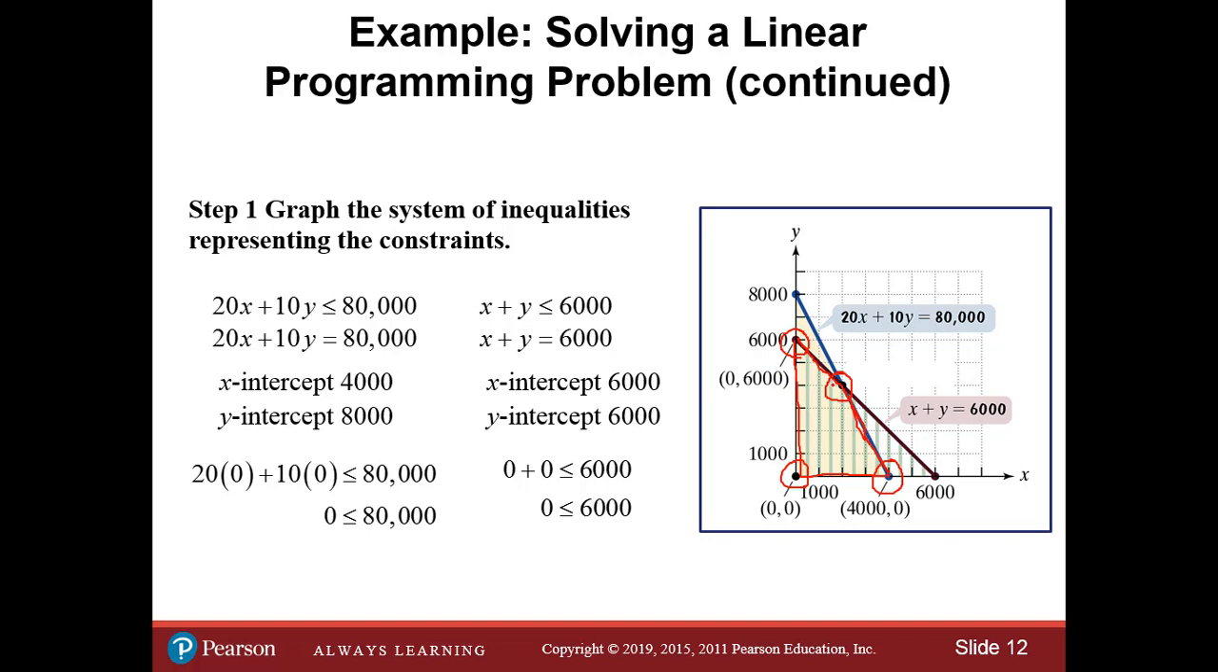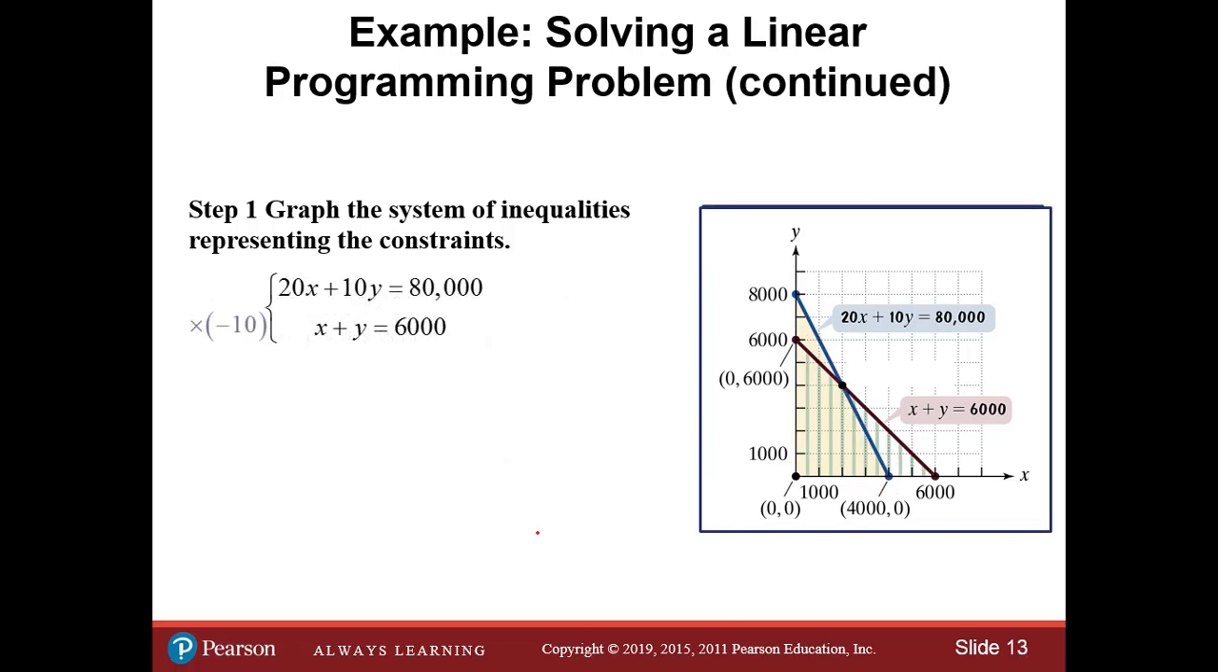So how do we find this point? Well, we set these 2 equations equal to each other, and then we use either the substitution method or the elimination method to solve for x and y. So again, we can do that, and we can use those methods to find this point. So then we have all 4 of our points to test. Okay, and so here we go.